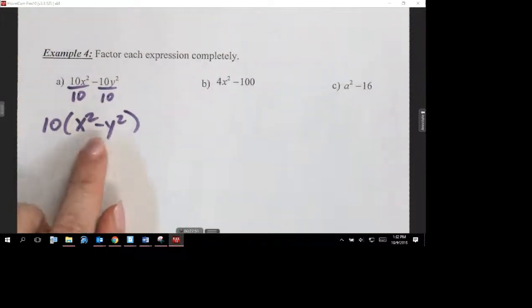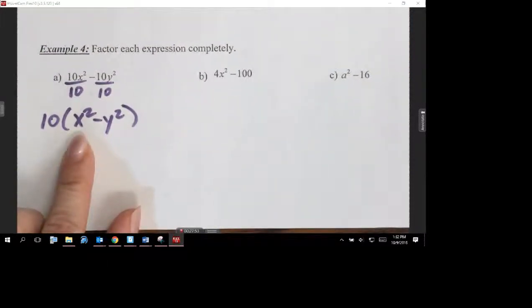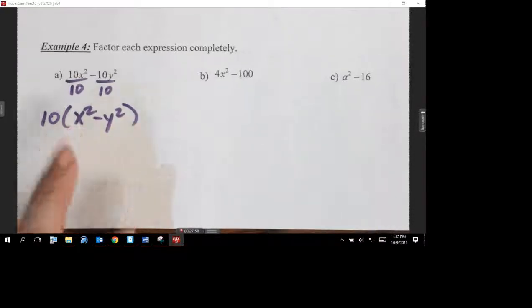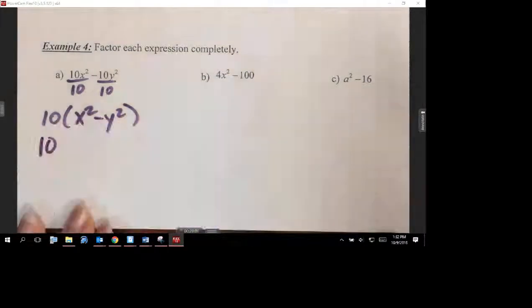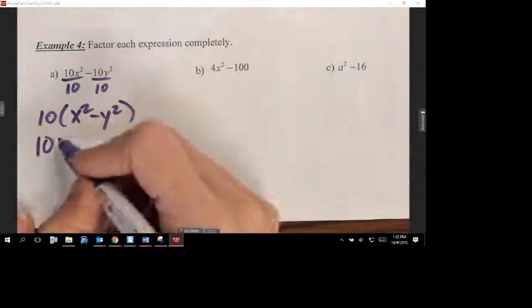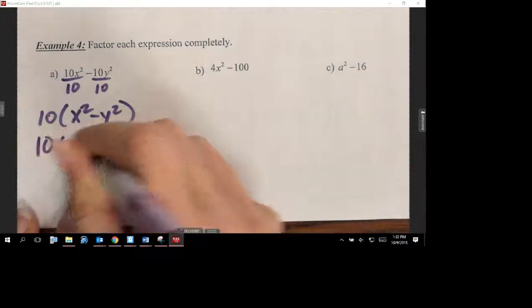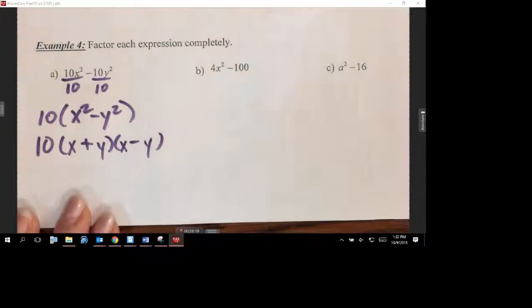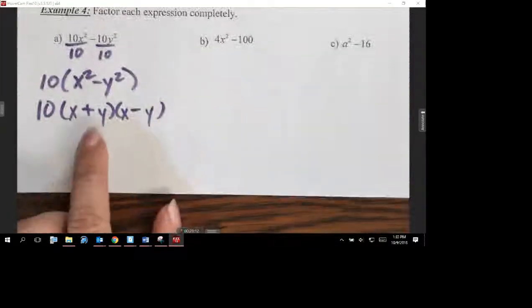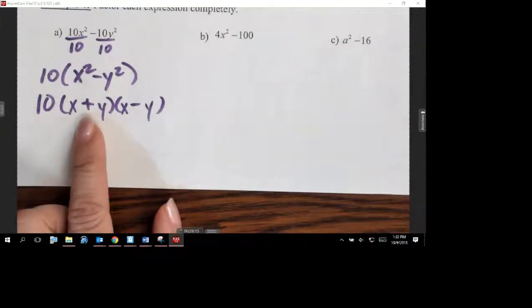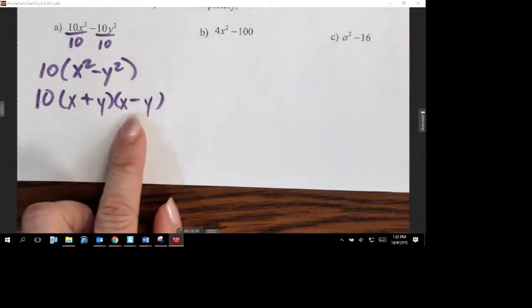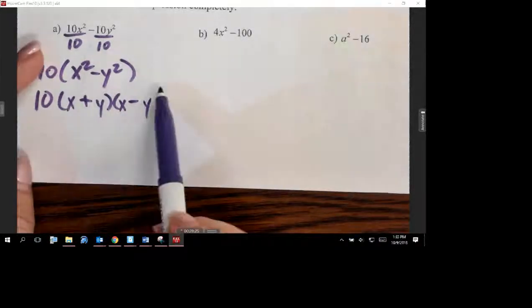Inside, we have a binomial. When it's 2 terms, we look for difference of squares. Is it difference of squares? Yes. So then we bring down 10, and instead of x squared minus y squared, we make 2 parentheses, 1 plus, 1 minus. We'll have an x and a y, and an x and a y. Can x plus y, which is a binomial, go further? Is it a difference of squares? No. How about x minus y? It's minus, not squared. Okay, then that is done.